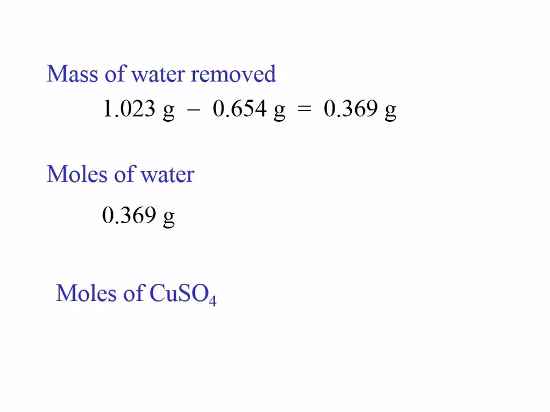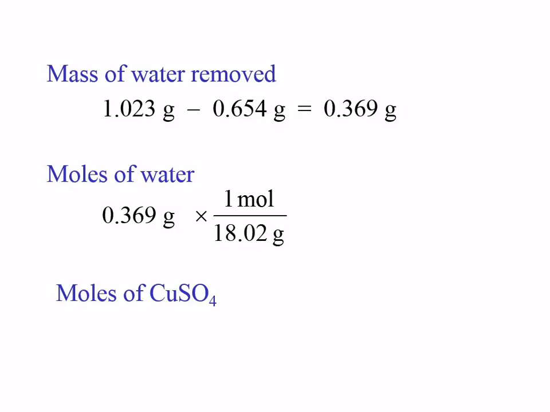The moles of water will simply be that mass of water we came up with, 0.369 grams over 1. And we want grams to cancel and be left with moles, so we're going to use what? The flipped version of the molar mass. So for water, we'll put 1 mole over 18.02 grams. Our grams cancel, we're left with moles.